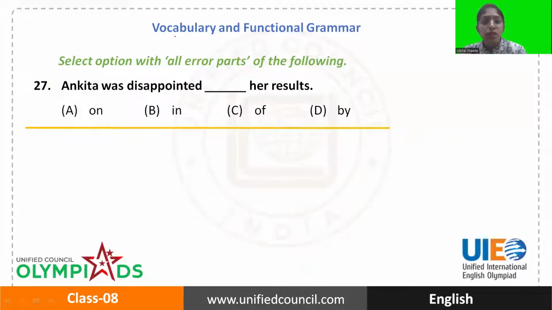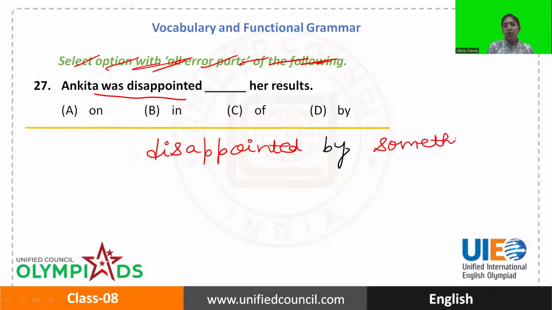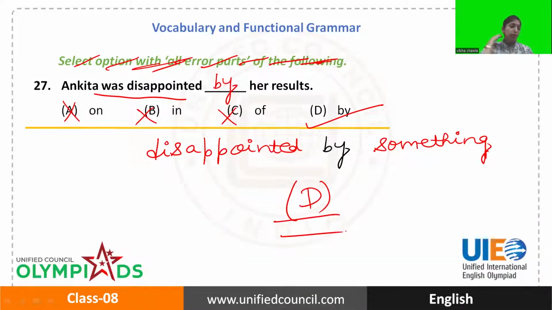Then we have question number 27, again from fill in the blanks. Okay, these are incorrect directions. We have to fill the blanks. Ankita was disappointed, blank her results. So it is disappointed by something. We use preposition by for that. Ankita was disappointed by her results. Okay, it is option D, which is the correct answer.